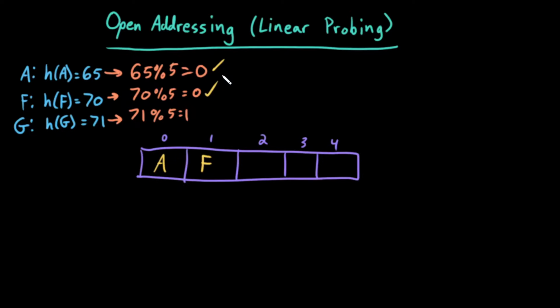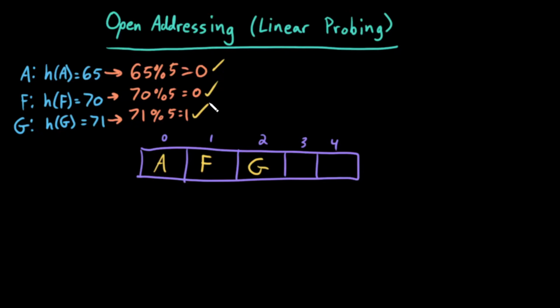Done. Now let's say I'm trying to insert G. G has a hash value of 71, which modded by 5 gives me an index of 1. I check in my array. Uh-oh, something's already here. That's okay. Linear probing tells me to just go to the next slot. Oh, it's open. Perfect. Let me just insert it here.